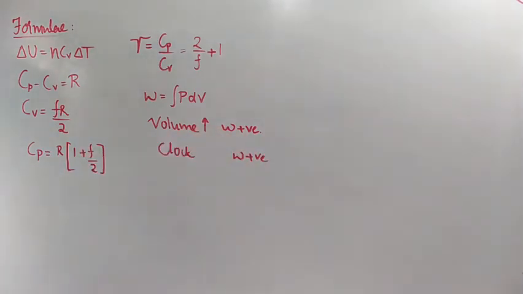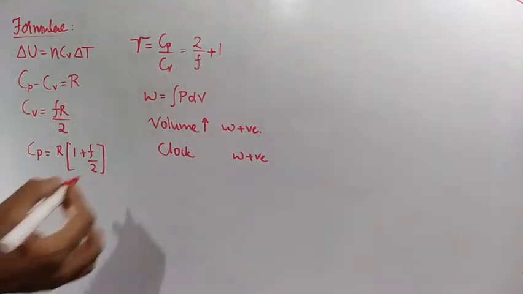Clear? Anti-clockwise means work done value will be negative. If volume is decreasing means work done value will be negative. Next, area under PV curve graphs gives work done. Already number of times we had discussed. Clear?